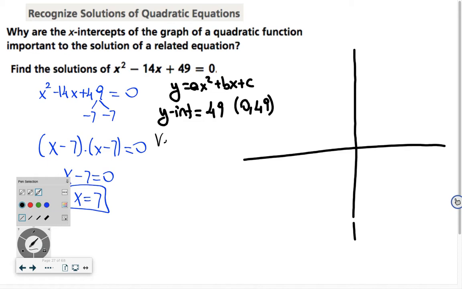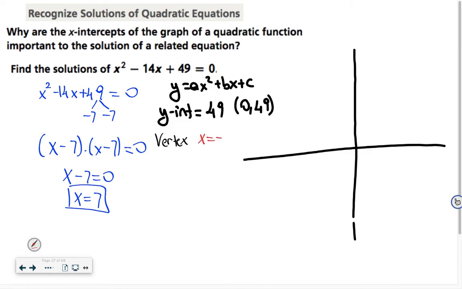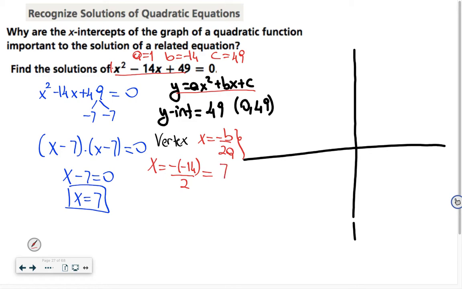After that, you need to find the vertex. How can I find the vertex? The x-coordinate can be found as negative b over 2a. If you compare this with the general form, a is equal to 1, b is equal to negative 14, and c is equal to 49. If we substitute the b and a values into this expression, you get negative times negative 14 over 2. Then the x-coordinate of the vertex is 7.